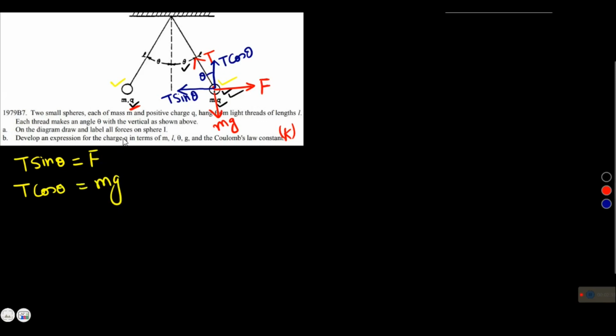And we have to find the expression for q. So how can we find q? If we put the value of F, T sin theta should be equal to F. How can we find F? That is k q into q upon the square of the distance. So first we have to find what is the distance between these two spheres. What is the distance between these two spheres? We can find it.